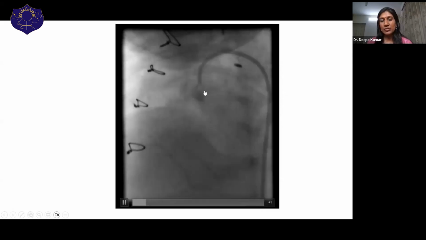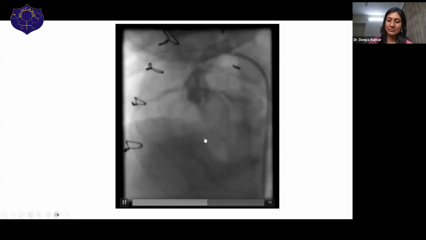This baby we couldn't salvage. It was a 1.4 kg baby, and this baby came back after 6 months of switch with significant ventricular dysfunction due to coronary ostial narrowing.